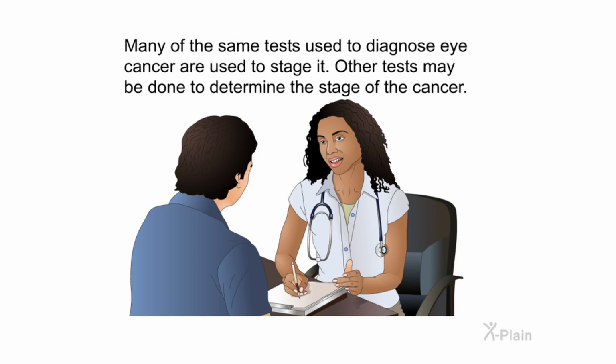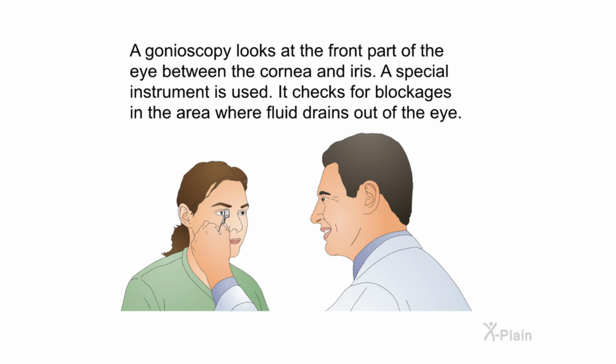Many of the same tests used to diagnose eye cancer are used to stage it. Other tests may be done to determine the stage of the cancer. A gonioscopy looks at the front part of the eye between the cornea and iris. A special instrument is used. It checks for blockages in the area where fluid drains out of the eye.